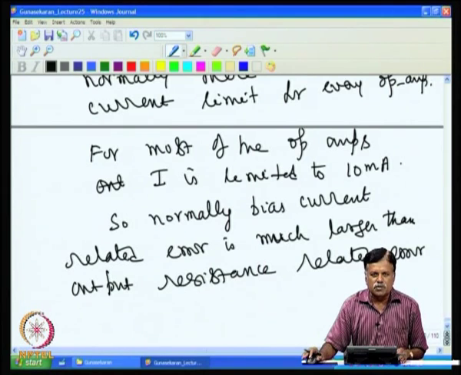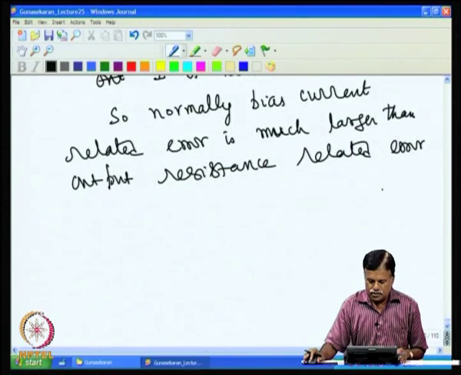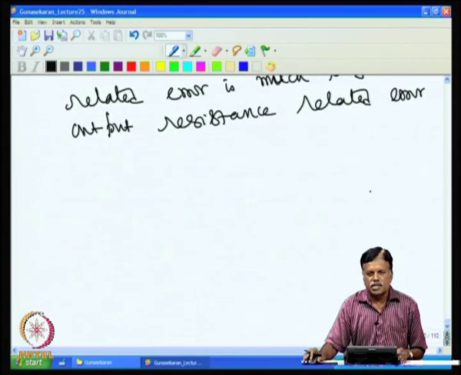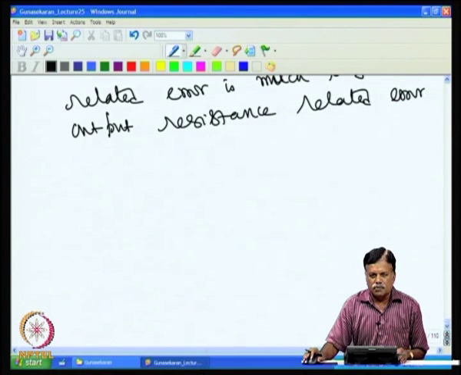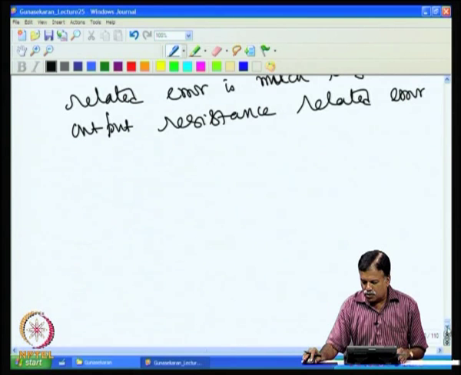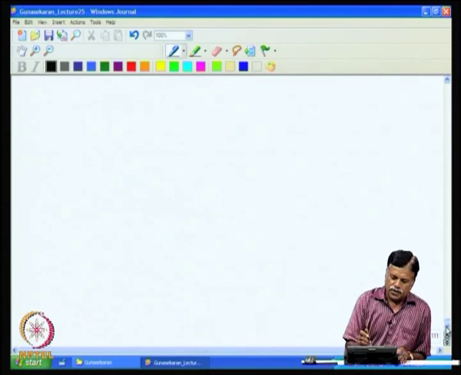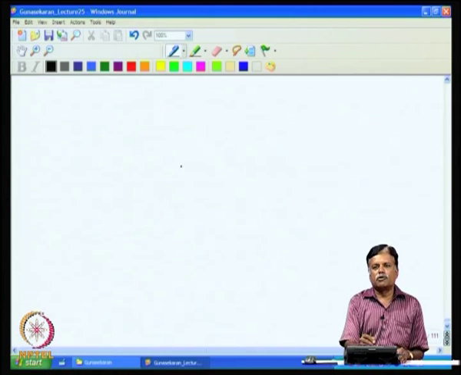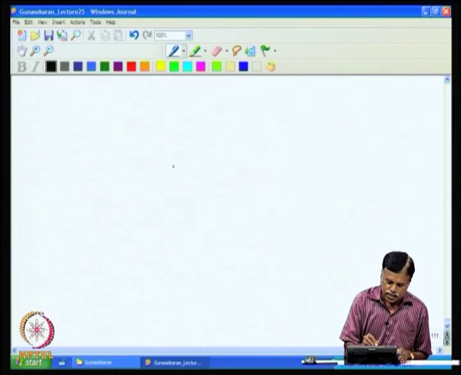So normally we are not much worried about the output resistance error, but in some cases when the current drawn is much larger, then this error is a problem. For example, if I want to load heavily at the output, then since the op amp current is also limited, what we normally do is we reduce the output current using the transistor.